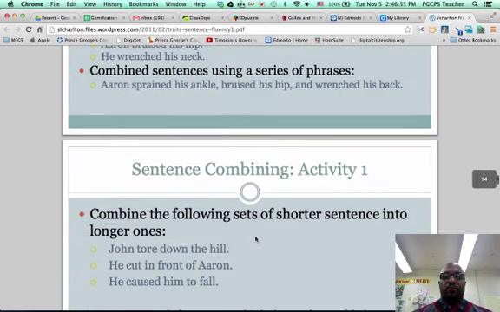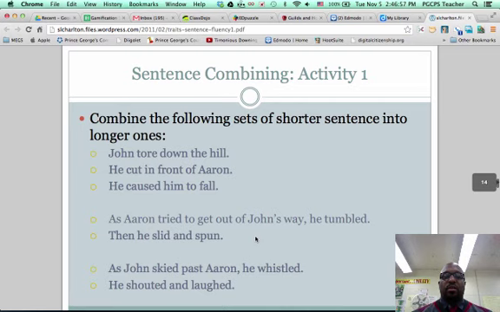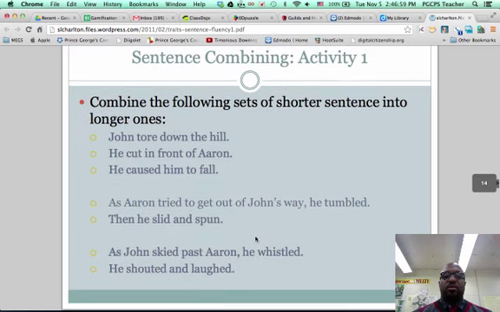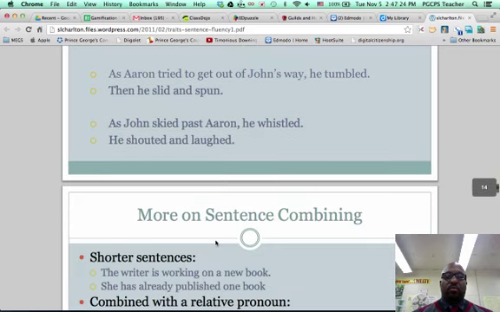All right, moving on. So here's an activity that I want you to take notes on: combining the following sets of shorter sentences into longer ones. So you want to pause the video, take these examples. For example, you're going to take these three, combine them in one sentence, take these two, combine them in one sentence, and take these two and combine them in one sentence. And you will probably end up doing this in Edpuzzle. All right, moving on.